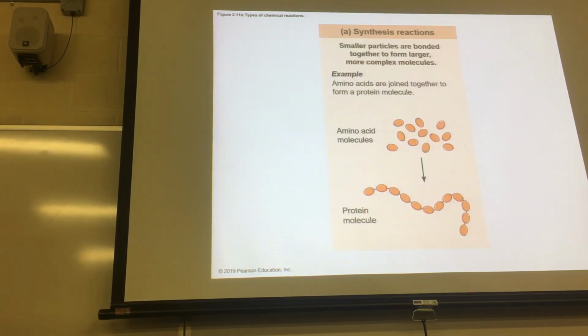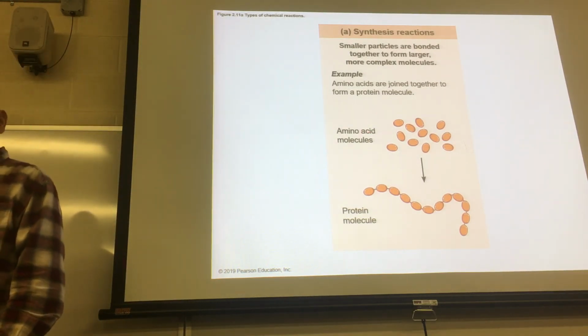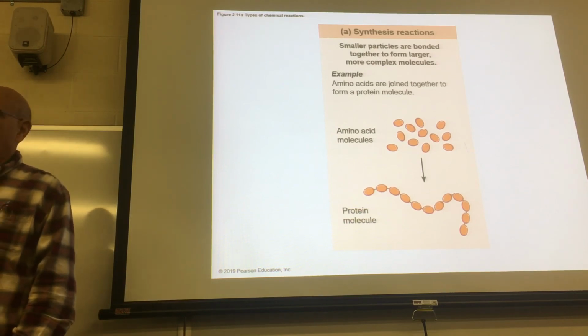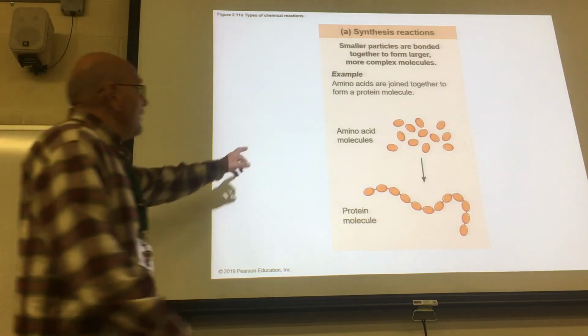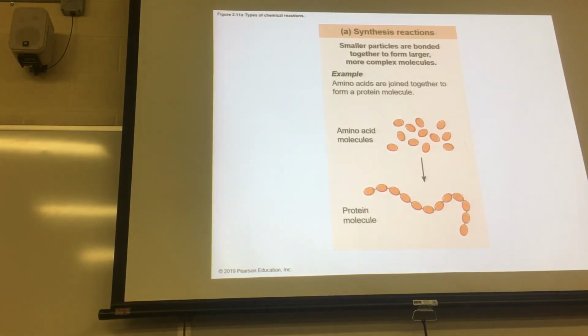So synthesis. What's an amino acid? What are we going to make? Protein. And they bond by what? You're going to get peptide bonding. So polypeptides, peptide bonding is how proteins bond. The amino acids join together to form a protein molecule. So a polypeptide chain is a protein.